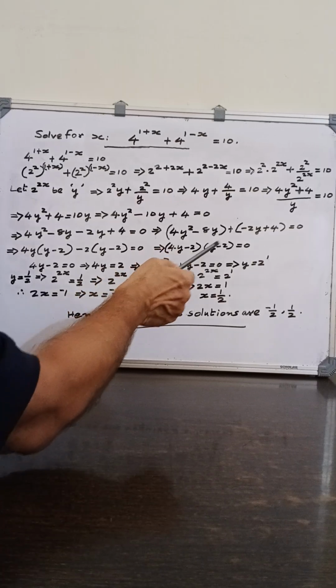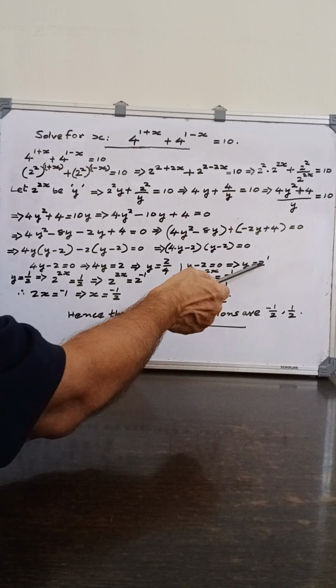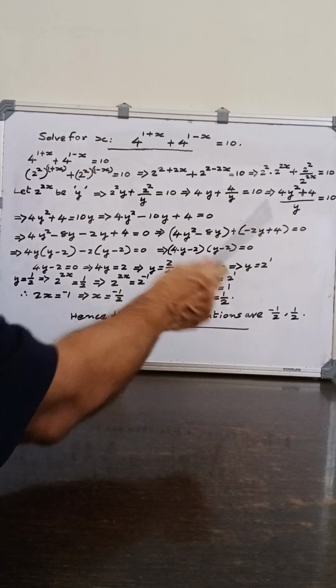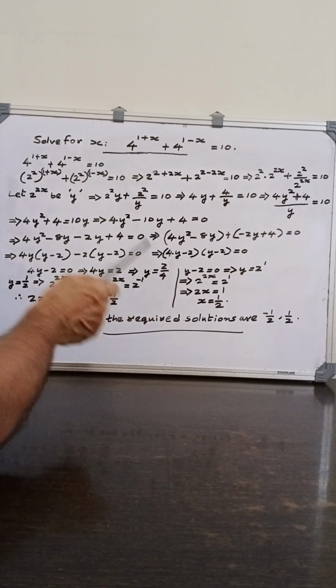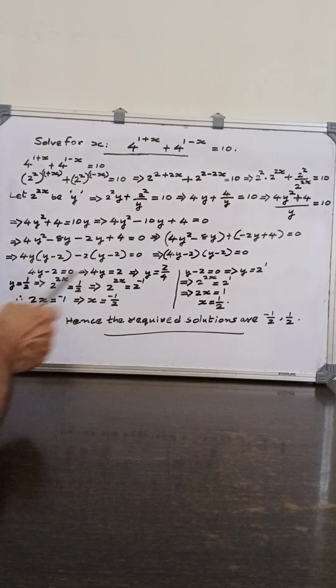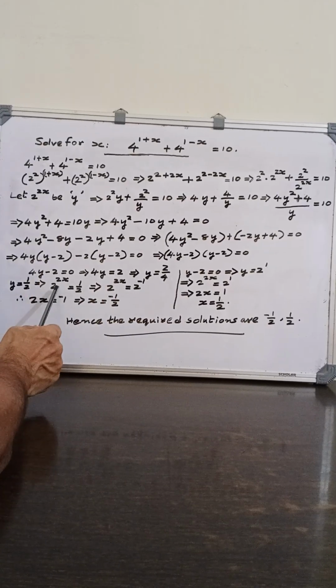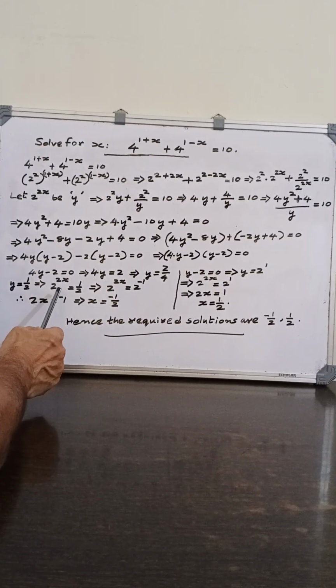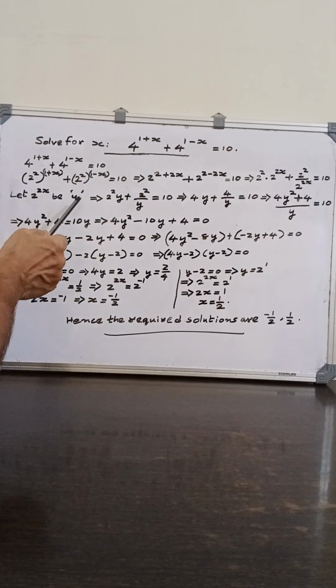Next term, y minus 2 equals 0. That is y equals 2 raised to 1. Here, y equals 2 by 4. That is y equals 1 by 2, the reduced form. Here, y equals 2 raised to 2x. Let 2 raised to 2x be y.